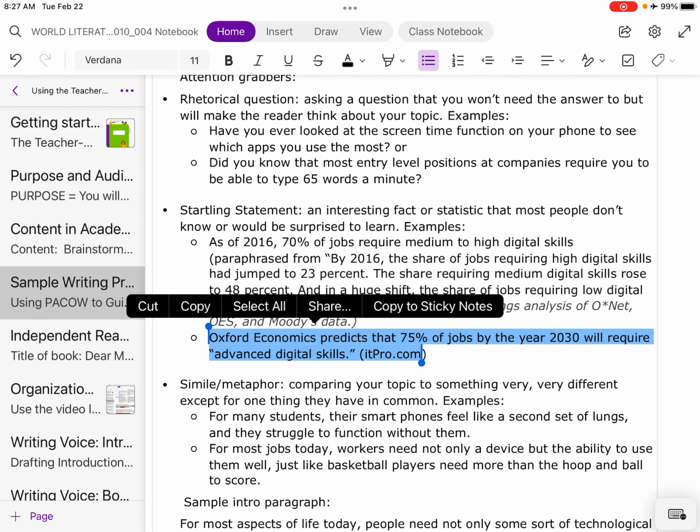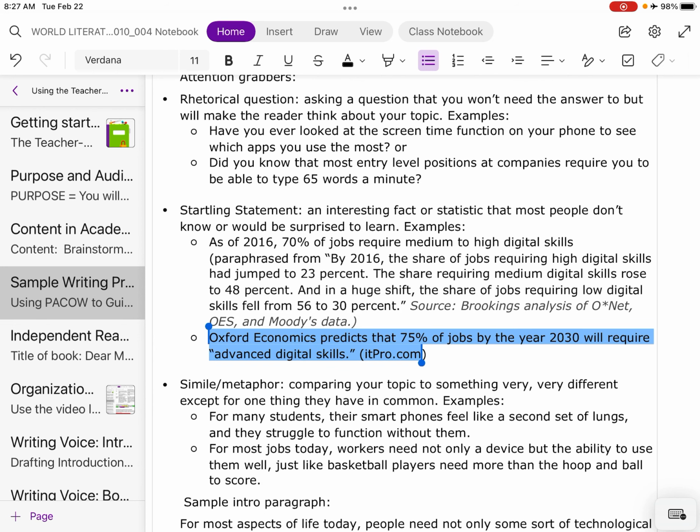So, one, that's one of the reasons why we're focusing so much on technology in our class right now. And two, that's a good example of a startling statement or statistic that I wouldn't have said 75% would require advanced digital skills. So that was something that I was surprised to learn. All right, and lastly, we have the simile or the metaphor. I already gave you this example a little bit earlier. I kind of cheated and went ahead there, okay?